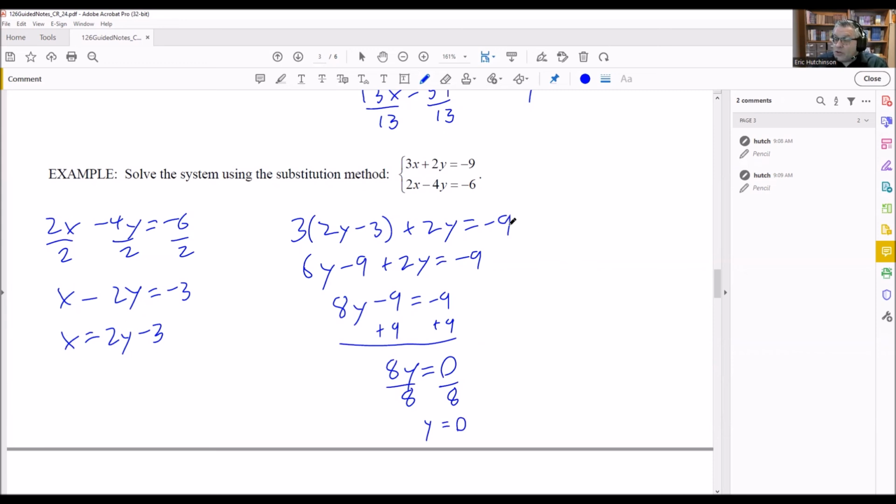We want to go back to x equals 2y minus 3, and now we're going to put in a 0 for y. This allows us to solve for x. When you write your coordinates, the x has to come first. So you're going to write it as negative 3, 0. And that would be your answer.